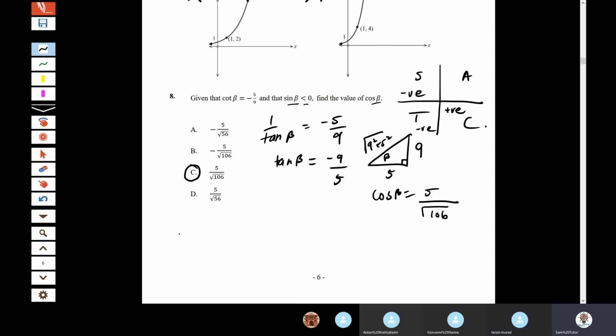Do we understand that, you guys? And just since we're here, the question did say to find sine beta. The answer to sine beta would be opposite over hypotenuse. But because we know sine is negative, your answer would be -9 on root 106.